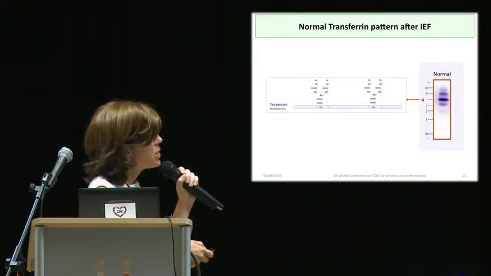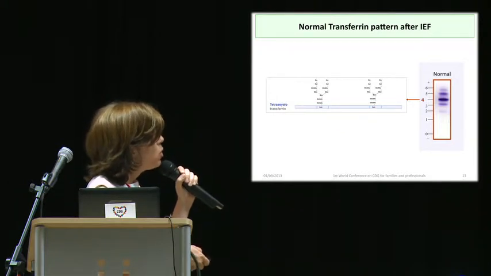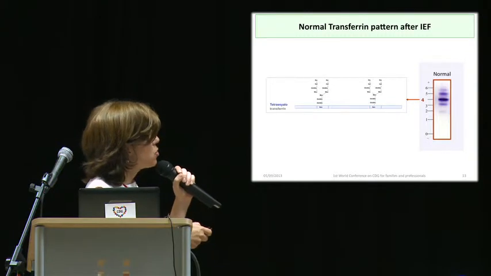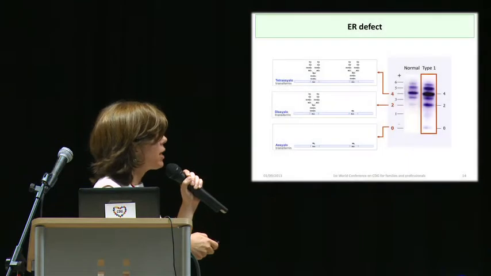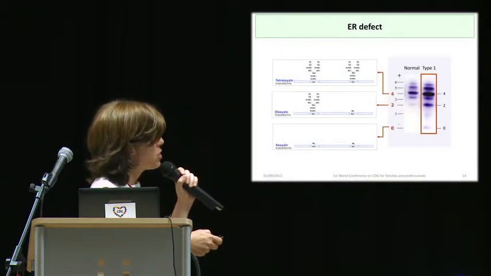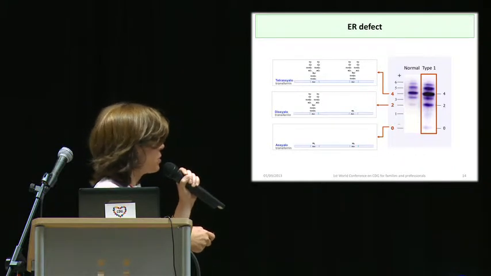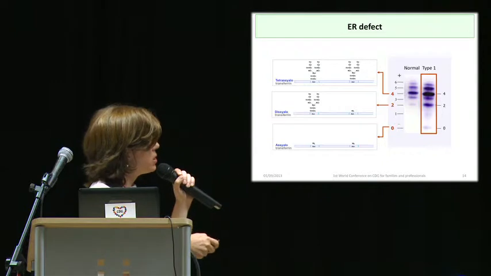So here I present a normal pattern of transferrin. As you see, the most abundant fraction is the tetrasialo band. But in the case of CDG, we can find abnormal patterns with a huge increase of the disialo band and also an increase in asialotransferrin, in which there are no occupied places in the glycosylation positions.